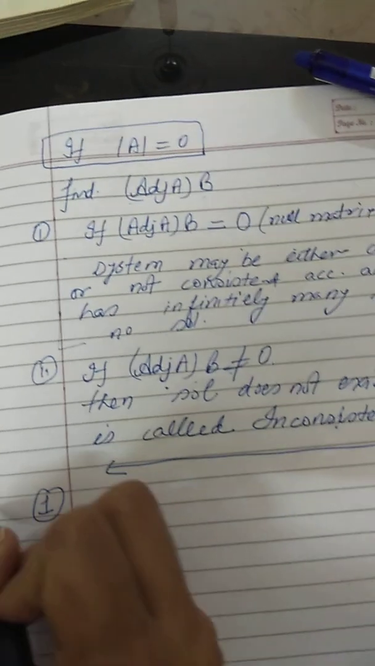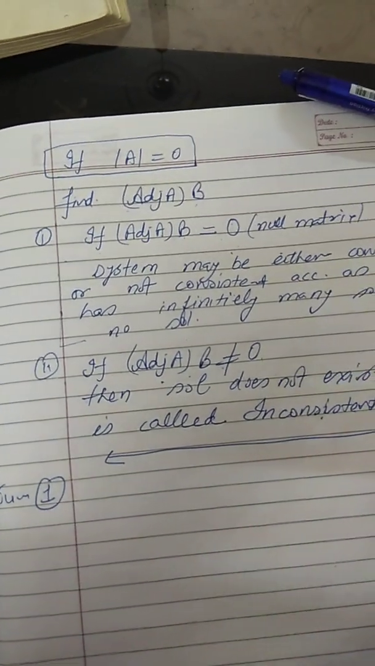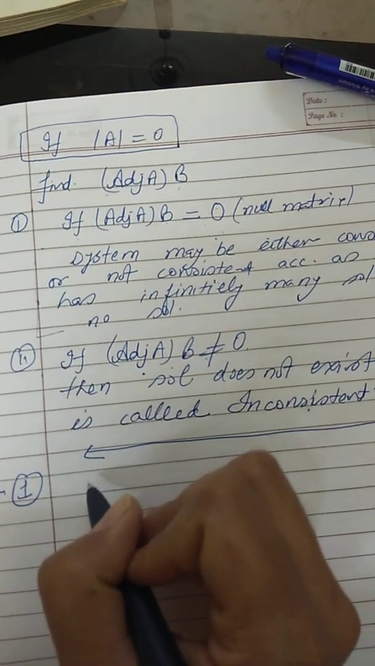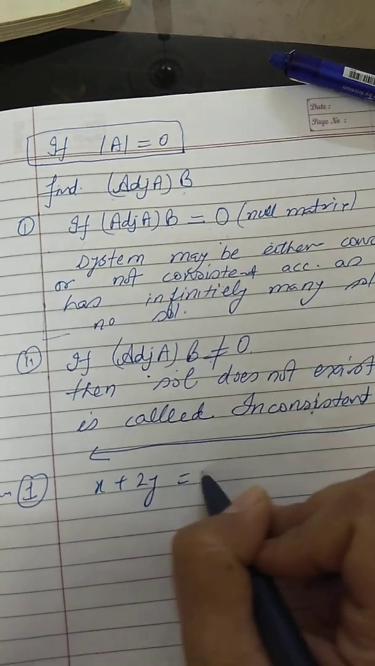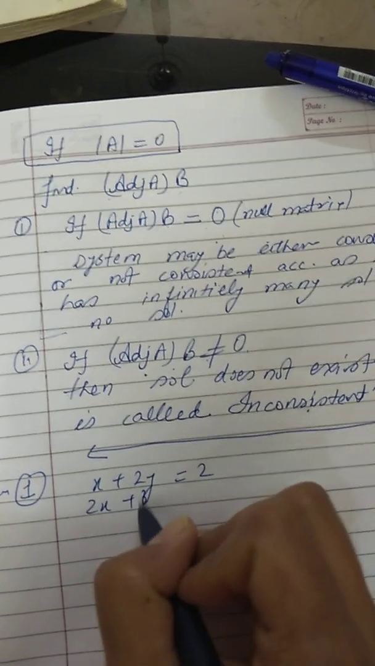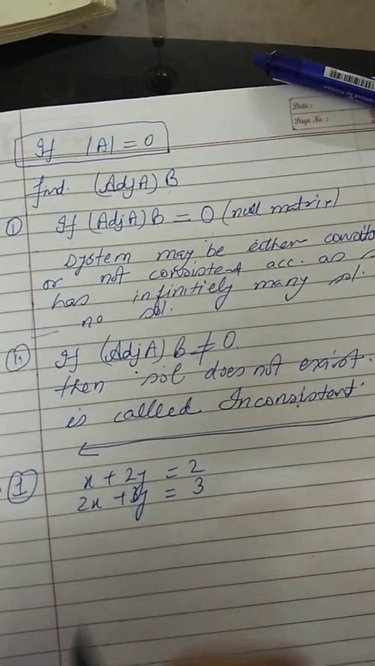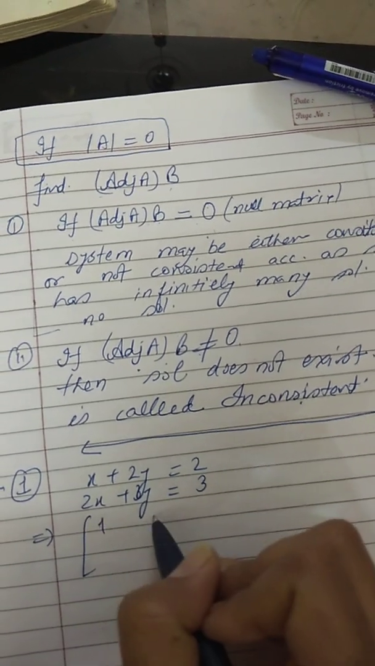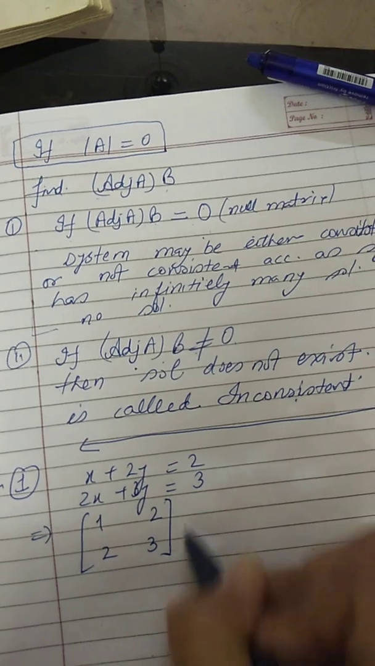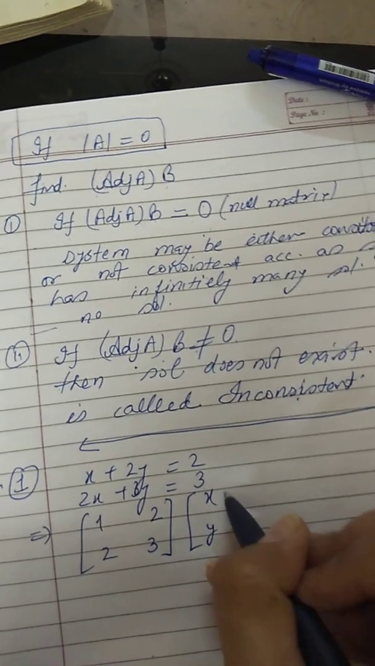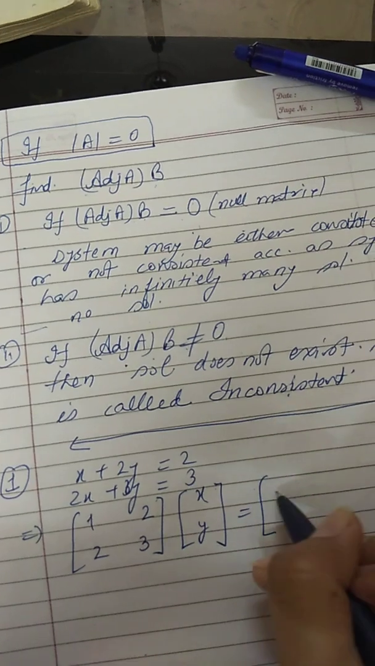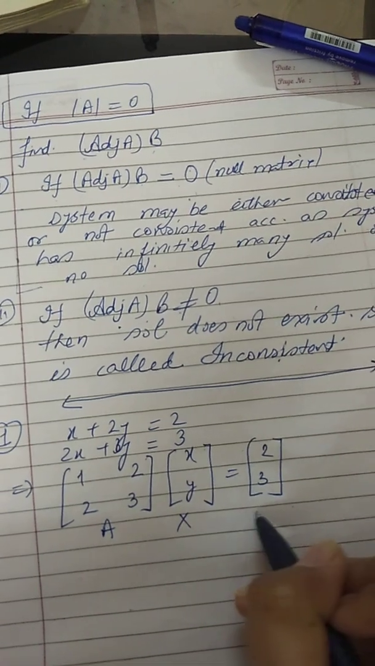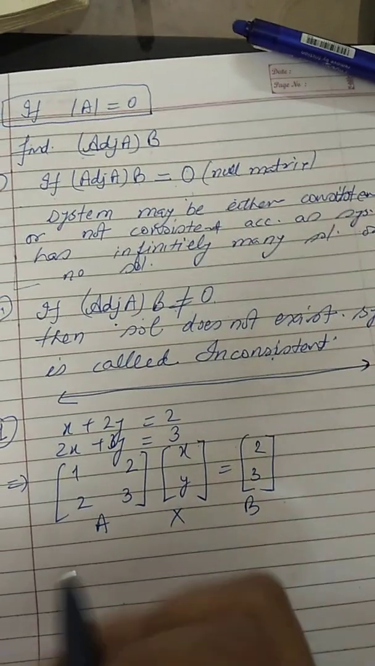I will start with the first sum, where in sums number 1 to 6 you have to just examine the consistency of the system. So the first sum is given, x plus 2y is equal to 2 and 2x plus 3y is equal to 3. So what we will do, from the given system of equations, the coefficients we will write down in one matrix, the variables we will write down in the column matrix, and the RHS constants also we will write down in the column matrix. So this is our A matrix, this is X matrix, this is B matrix, right?